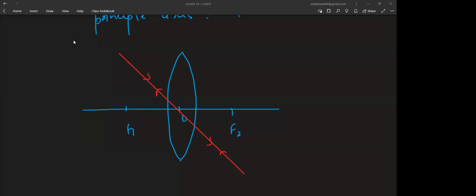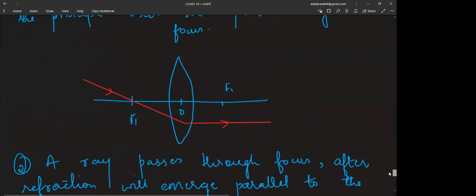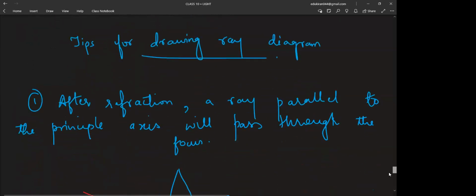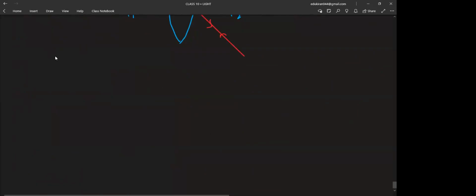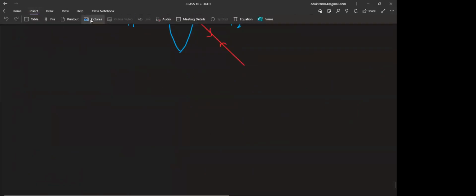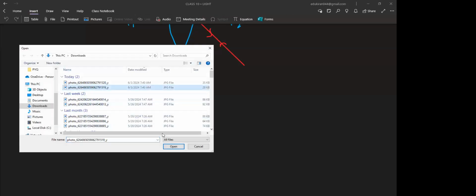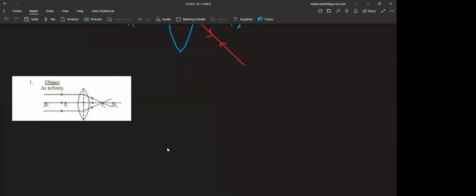Yes, Zoha. So in the last class, we had started with the lens, and yesterday we couldn't have our class. Let's complete this portion today. So basics of the tips for drawing ray diagram we have seen. Now let us actually see the ray diagram. As I've told you in the last class, I'll be just pasting the picture so that it saves our time.